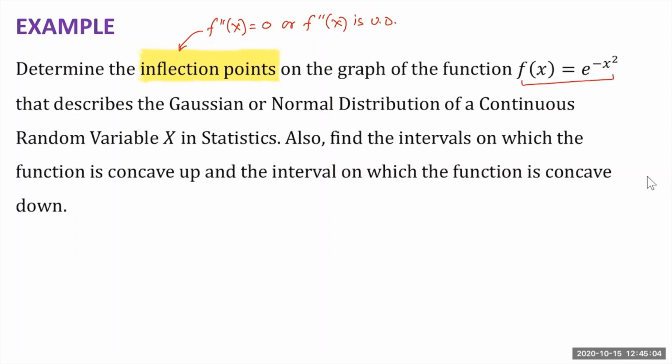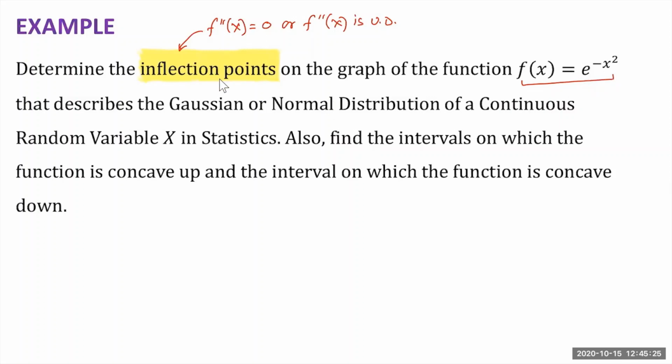And I have something about this function over here. This is the function that describes the Gaussian or normal distribution of continuous random variable in statistics. So in statistics, we use this function to model the normal distribution. So that's all about that function. That's the name of that.